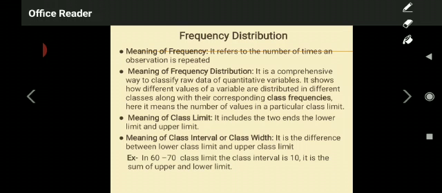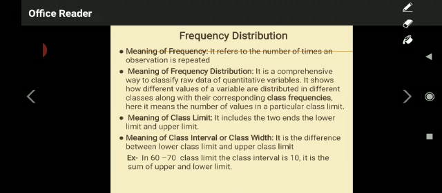Now look at the meaning of frequency distribution. It is most important, and they may ask in the examination for 1 mark or else 2 marks question. That is meaning of frequency. They may ask what is frequency or else what is frequency distribution. Frequency distribution is nothing but it is a comprehensive way to classify raw data of quantitative variables, and it shows how different values of a variable are distributed in the different classes.